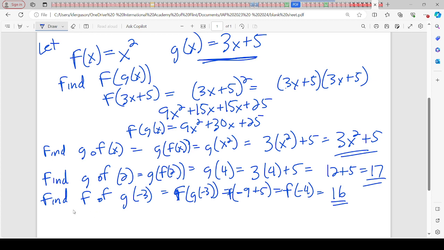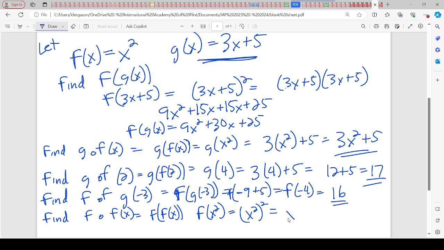Well, let's do another one that's not on there just in case. So let's find f of f of x. Well, I'm going to have f of x, and then I'm going to have another f on the outside of it. So f of x is x squared. And so then I want f of x squared. Well, f is x to the second power. So instead of having x, I'm going to say x squared to the second power. So x squared to the second power is x to the fourth power. And it works the same with g.